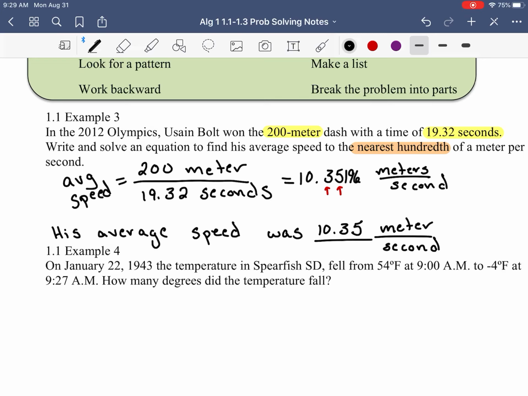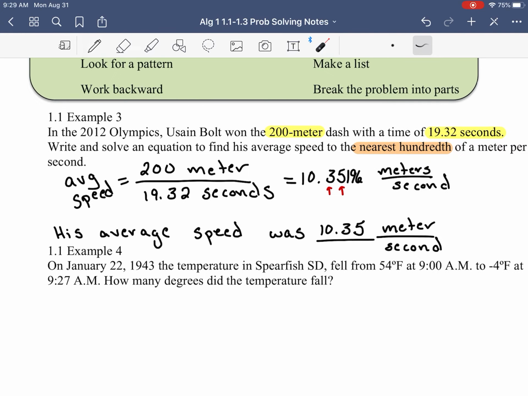On January 22nd, in 1943, the temperature in Spearfish, South Dakota fell from 54 degrees Fahrenheit at 9 a.m. to negative 4 degrees Fahrenheit at 9:27 a.m. How many degrees did the temperature fall?